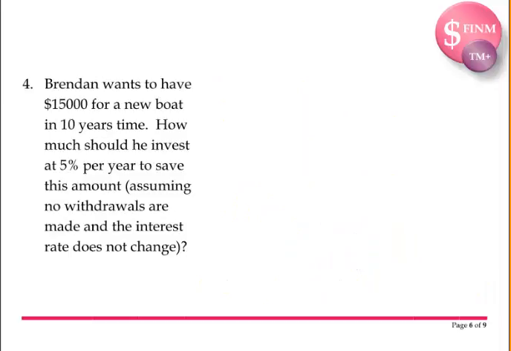Next, Brendan wants to have $15,000 for a new boat in 10 years' time. How much should he invest at 5% per year to save this amount, assuming no withdrawals are made and the interest rate does not change? So we're assuming simple interest. So in this case, S equals 15,000. That's what he wants to end up with. Our T equals 10 years. And our interest rate is 5%, which is 0.05.